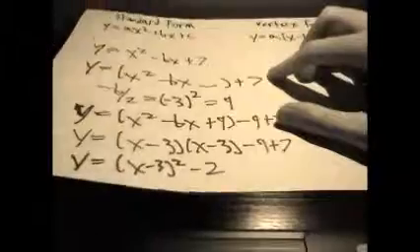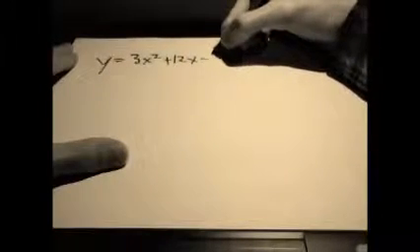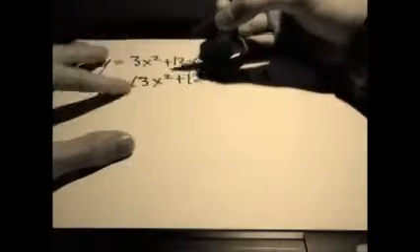Alright, now let's try a different equation, but this time the a value will not be equal to 1. So y equals 3x squared plus 12x minus 5. Okay, so just like before, we're going to move the c value over to the side. So y equals 3x squared plus 12x minus 5. But we also have to make the a value equal to 1. So to do that, we're going to have to divide everything in the parentheses here by 3. So now our equation will look something like this.